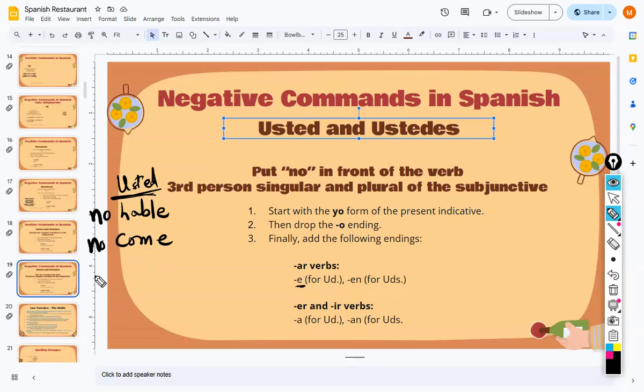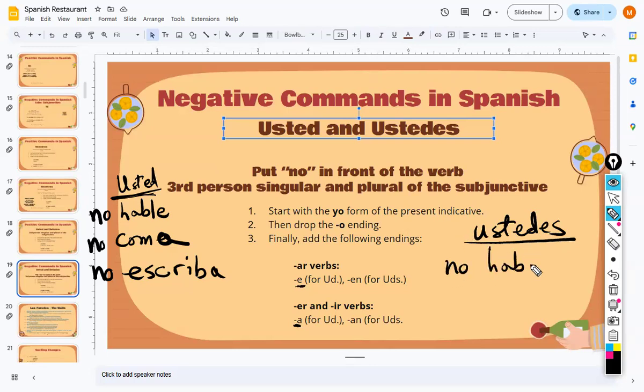So no hable, no come, sorry, no coma, because comer is an ER verb, so I need to add A, right? And no escriba. So do not write, right? For ustedes, the ustedes form now, instead of E and A, we're dealing with EN and AN. So no hablen, no coman, no escriban, right?